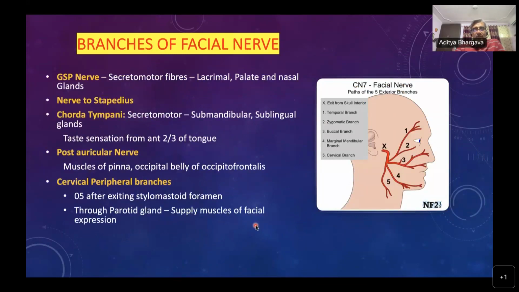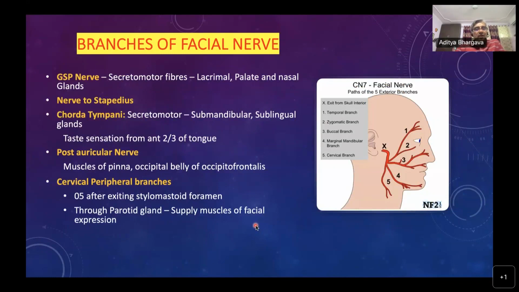First is the temporal branch, second the zygomatic branch, then the buccal branch, then the marginal mandibular branch, very, very important, because this branch in parotid surgery is to be preserved. Otherwise, the person will lose the facial beauty. Then there is a cervical branch, the last one.